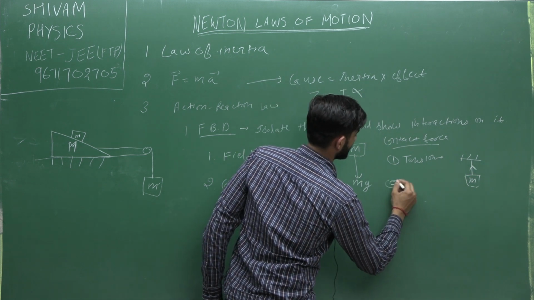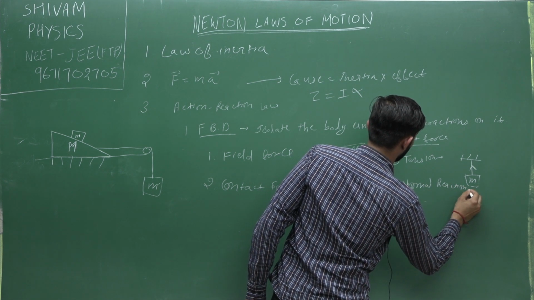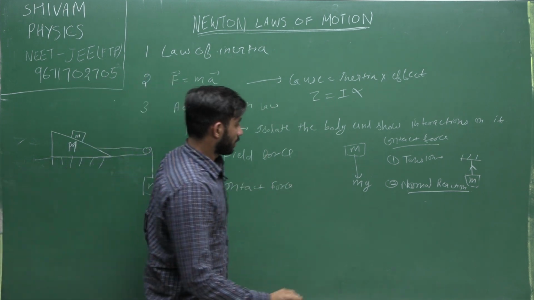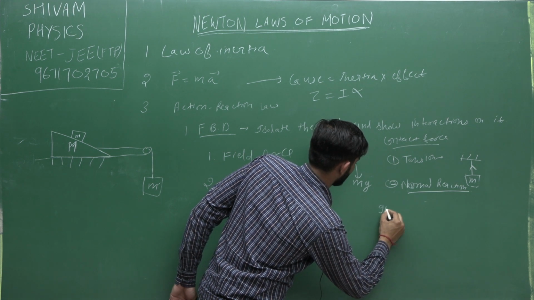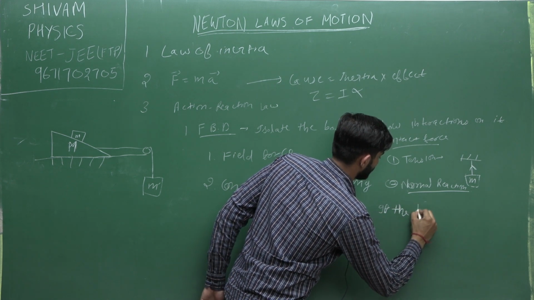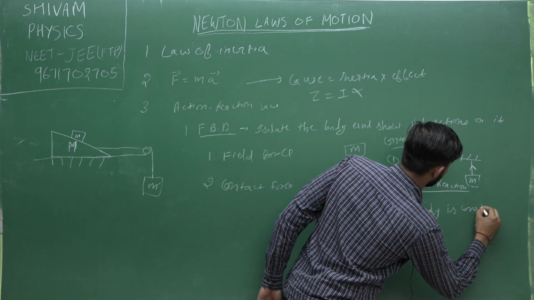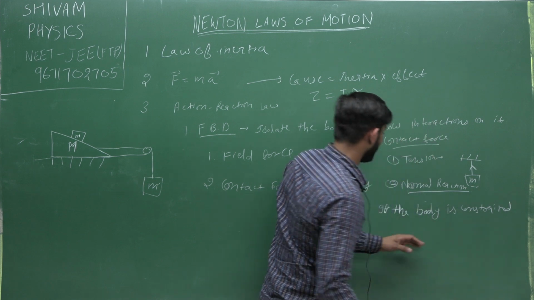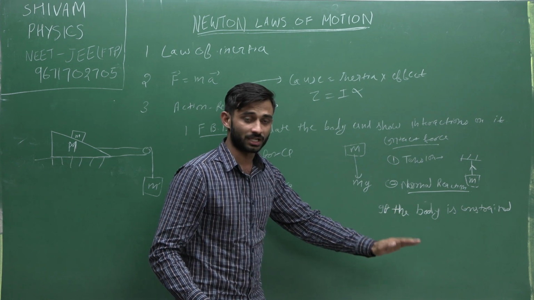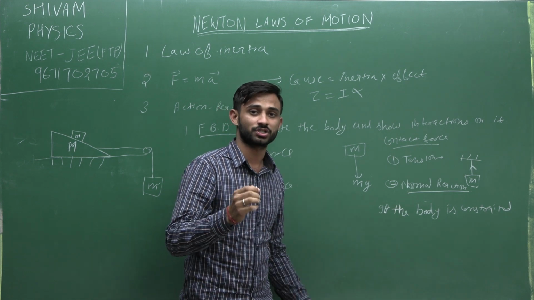Second contact force is the normal reaction. Let's see carefully what normal reaction is. Normal reaction is a contact force, and it acts only when the motion of the body is constrained. Its direction is opposite to the direction in which motion is constrained, and its magnitude depends on the degree to which motion is constrained.